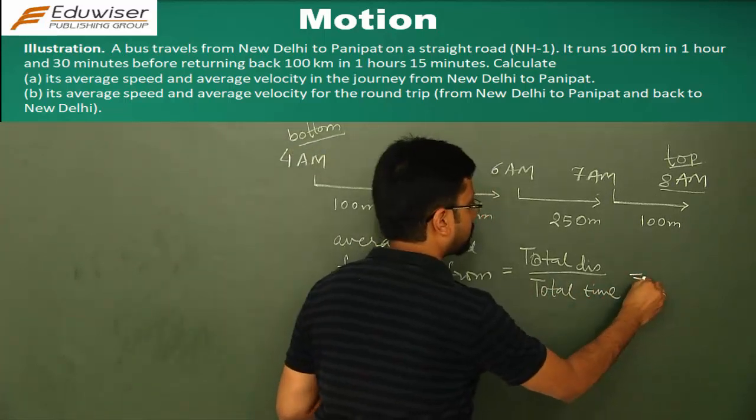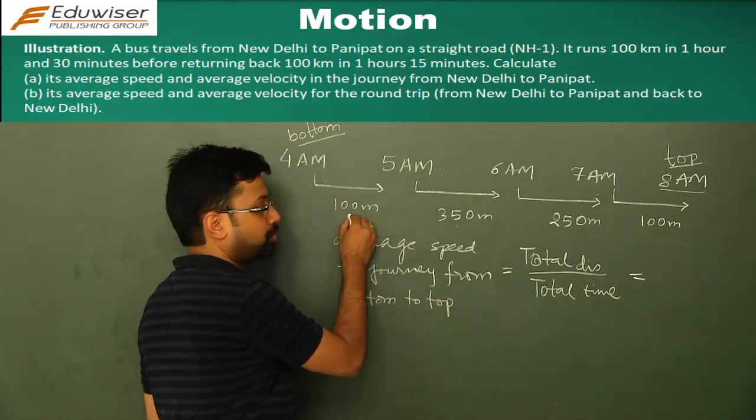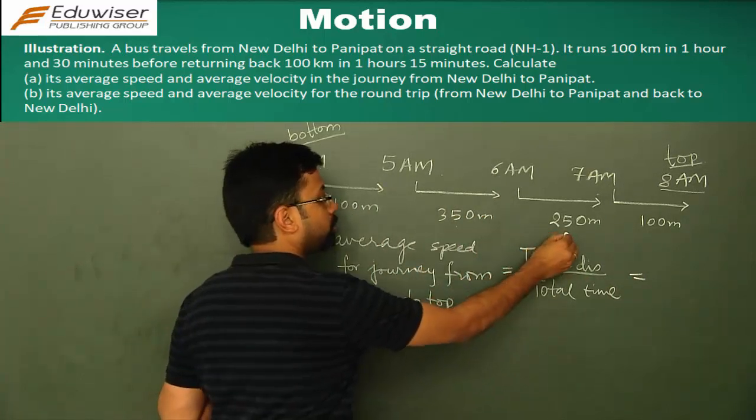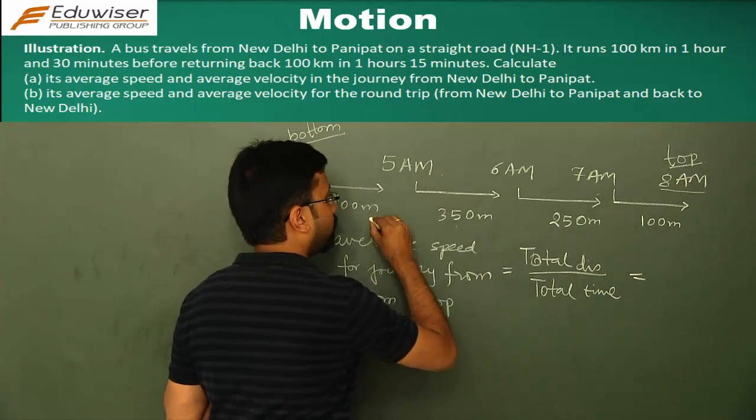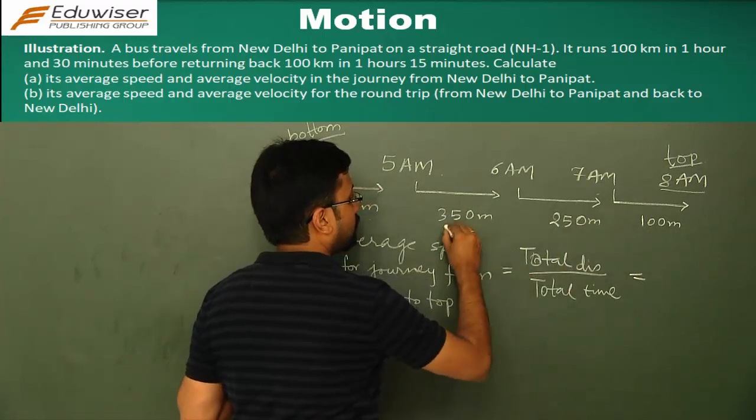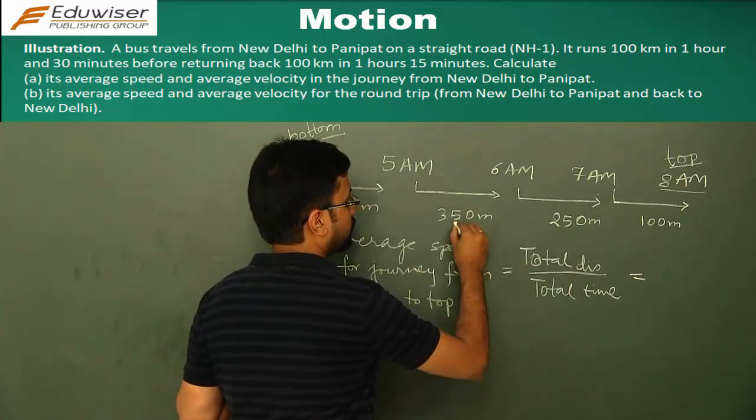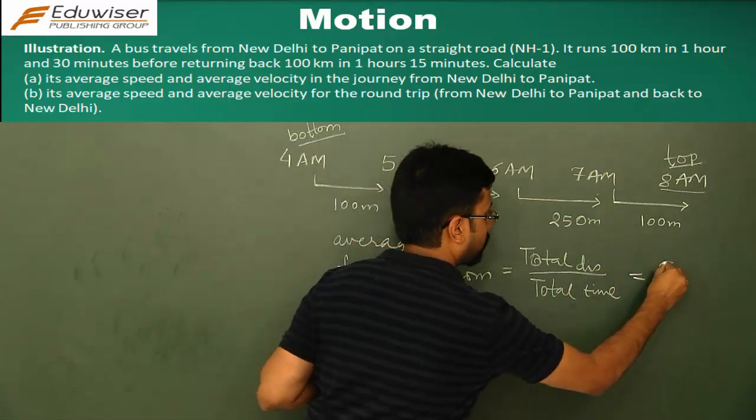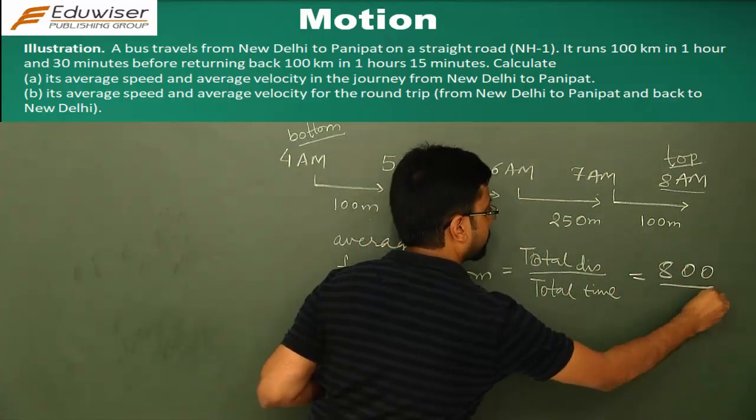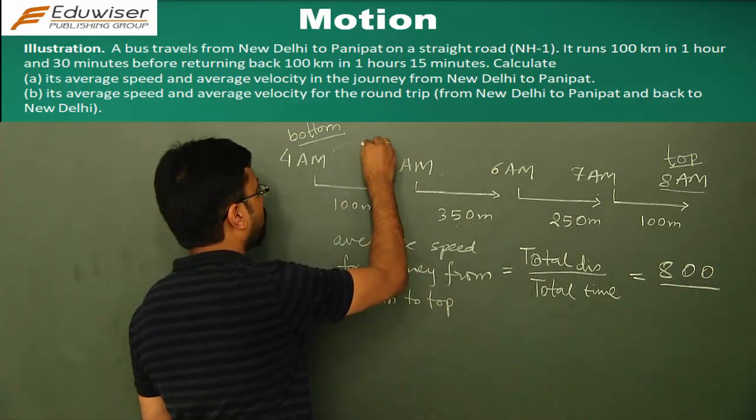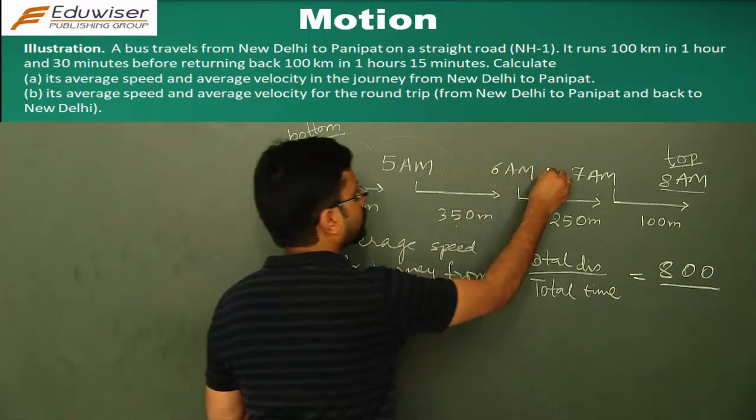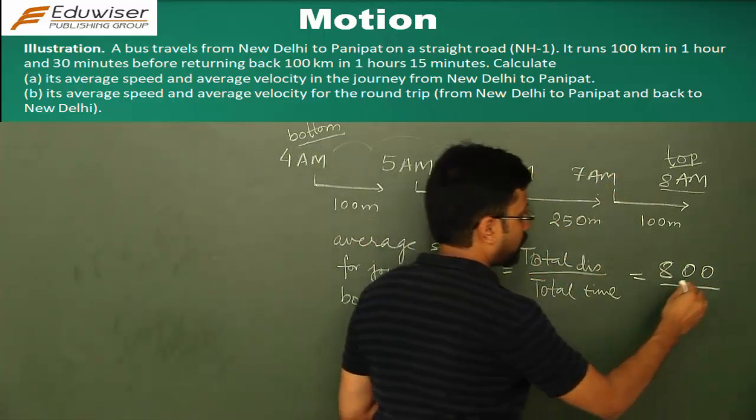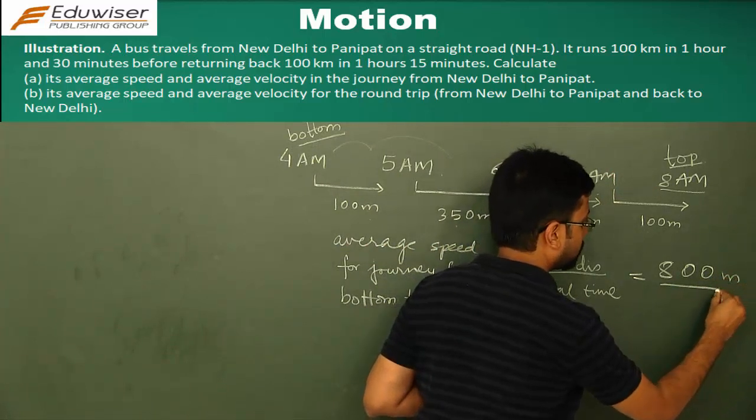What is the total distance that he travels? He travels 100 meters in the first hour, then 350, then 250, and then 100. So it's 200, 200 and 500 is 700 and 800. So he travels a total of 800 meters in how many hours? 1, 2, 3 and 4 hours. So 800 meters by 4 hours.